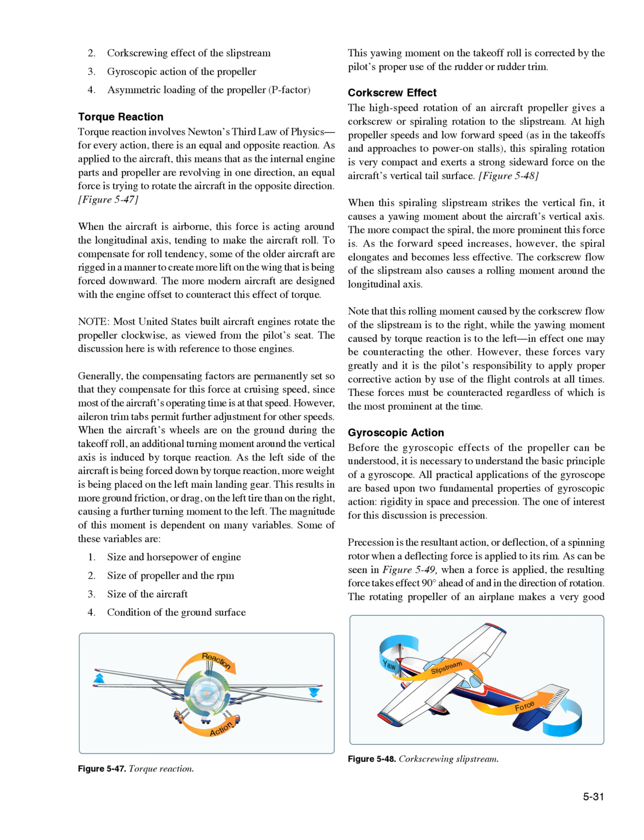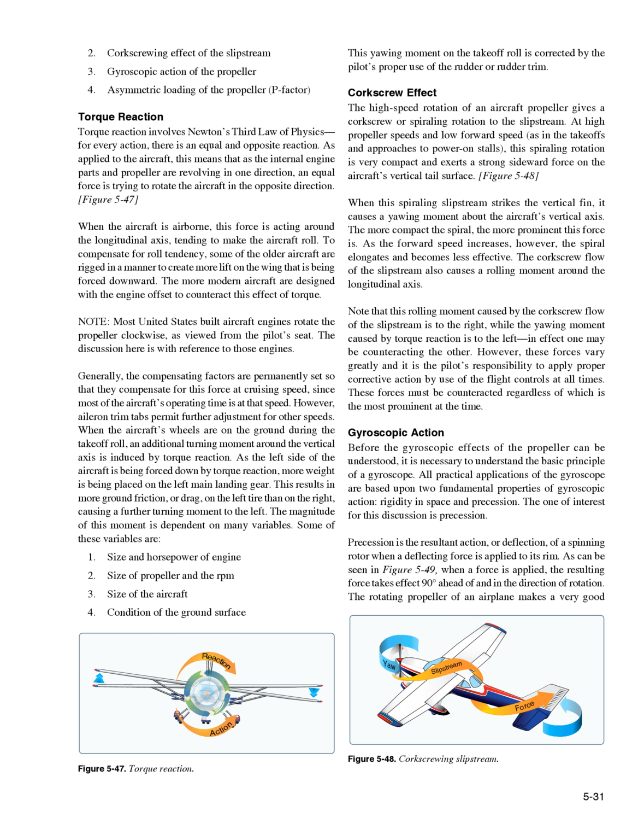Torque reaction involves Newton's third law of physics: for every action, there is an equal and opposite reaction. As applied to the aircraft, this means that as the internal engine parts and propeller are revolving in one direction, an equal force is trying to rotate the aircraft in the opposite direction. Figure 5-47: when the aircraft is airborne, this force is acting around the longitudinal axis, tending to make the aircraft roll. To compensate for roll tendency, some of the older aircraft are rigged in a manner to create more lift on the wing that is being forced downward. The more modern aircraft are designed with the engine offset to counteract this effect of torque.